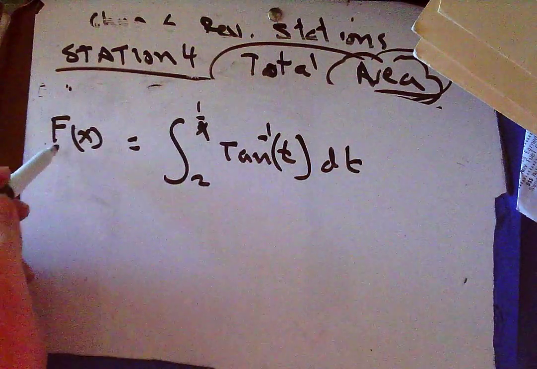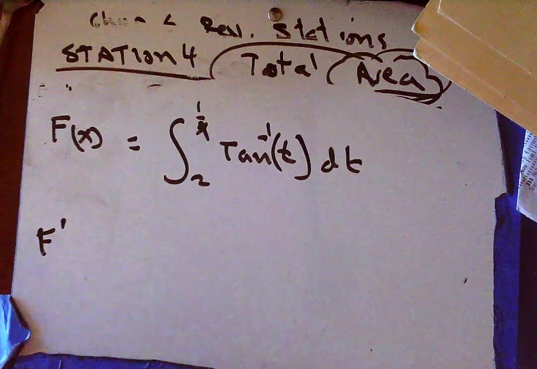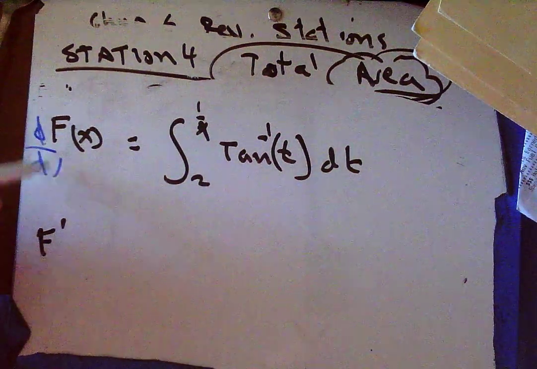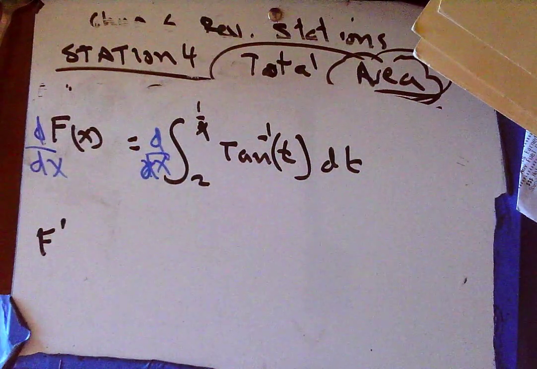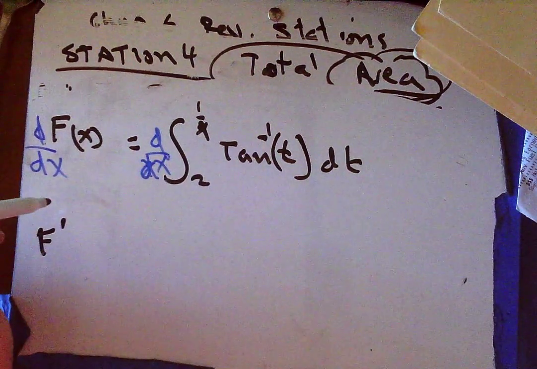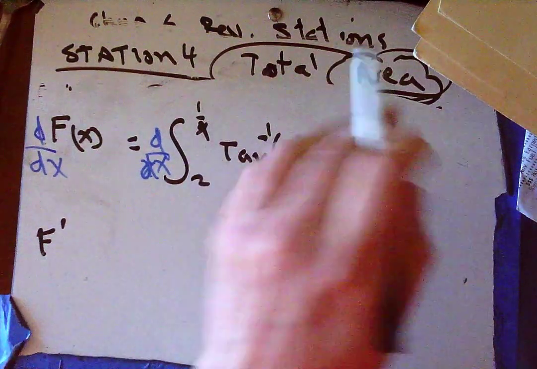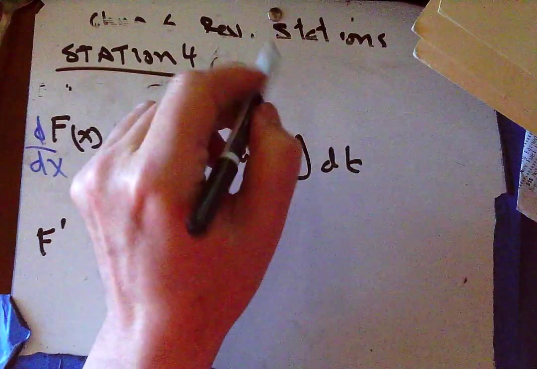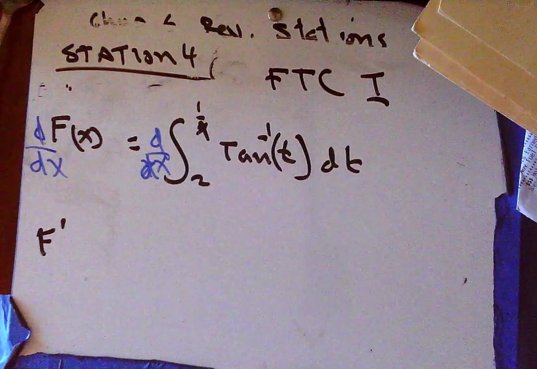Okay, and we want to know what big F prime is. Well, in order to find big F prime, I need to take the derivative of both sides. And so what I'm thinking about here is taking the derivative of an integral. This is FTC1 that we're talking about. FTC1 is what we're looking at here.